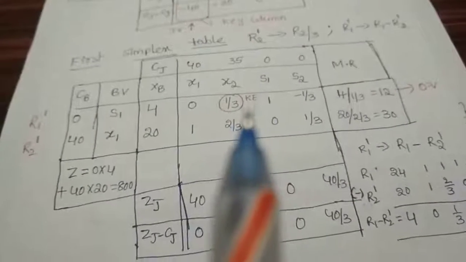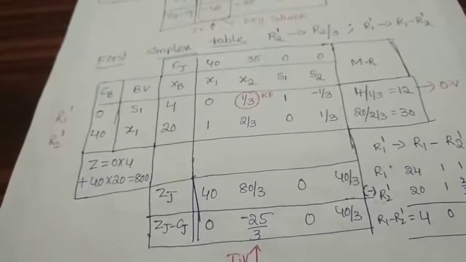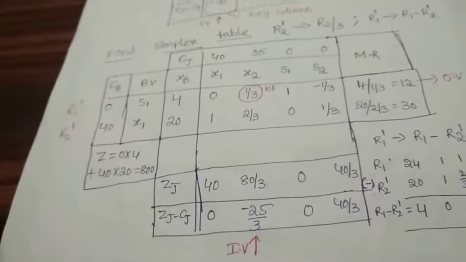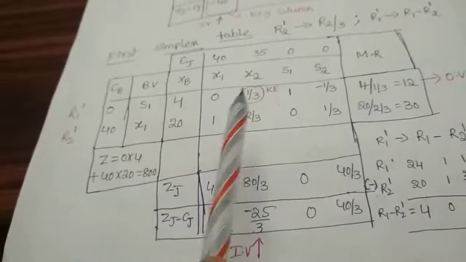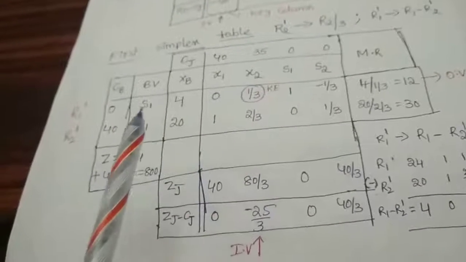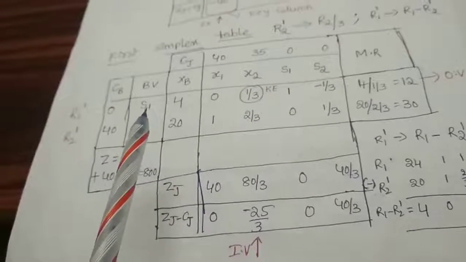So here the intersection element is 1 by 3, that is the key element. 1 by 3 is the key element. Now we go for the next simplex table. So in this next simplex table also, what is the outgoing variable? Here the outgoing variable is s1. What is the incoming variable in place of the outgoing variable? That is x2. That means in place of s1, the x2 variable is entered here. That is the first step.